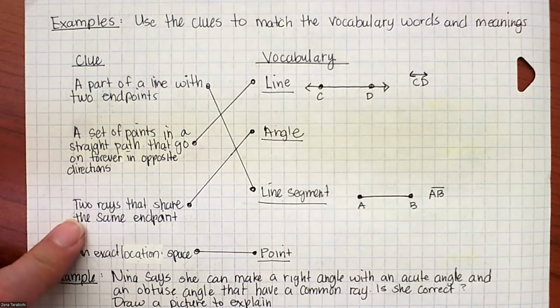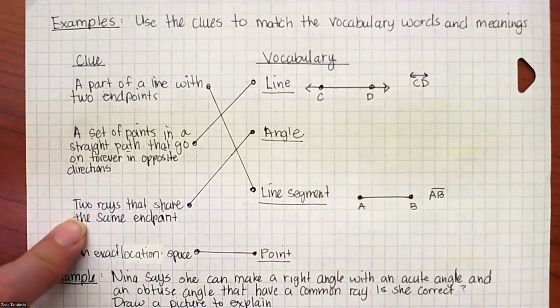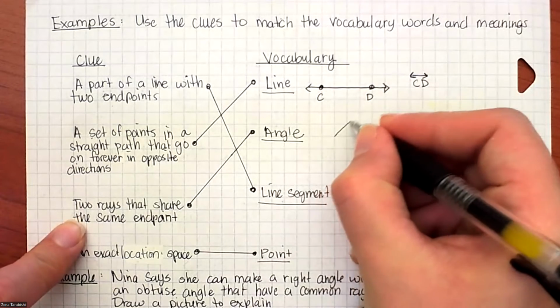Next, we have two rays that share the same endpoint. That's an angle. Those are what we've been working with.